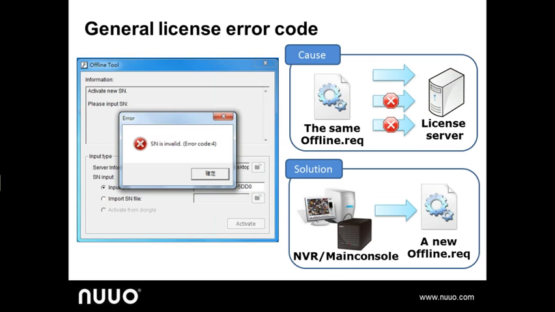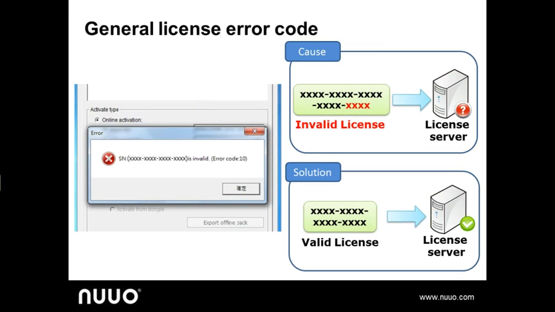The first license error code we would like to introduce is error code 4. It is caused by using the same offline direct file to do activation. One offline file can only be activated one time. It cannot be used a second time. Please keep that in mind. The solution to this issue is to generate a new offline direct file to activate again.